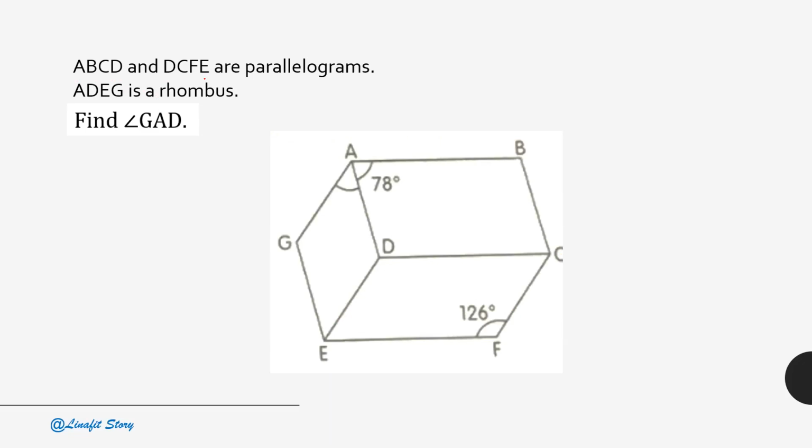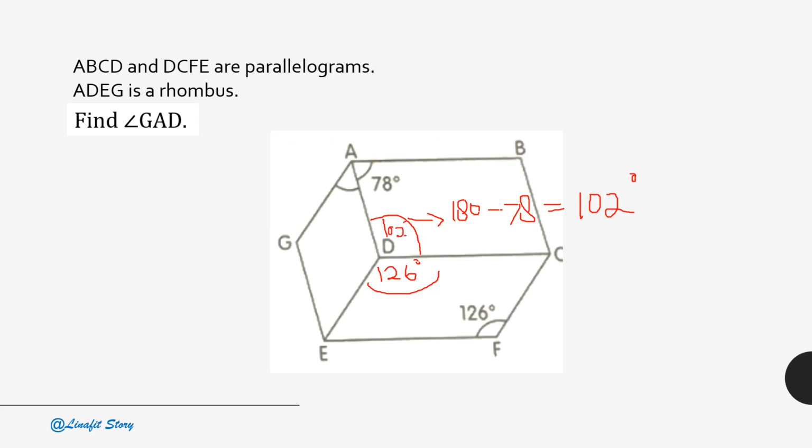ABCD and DCAV are parallelograms. ADEG is a rhombus. Then find angle GAD. As you may see over here, this is 126. So that angle EDC is also 126. BAD is 78. Then how to get angle ADC? This is 180 minus 78 equals 102.